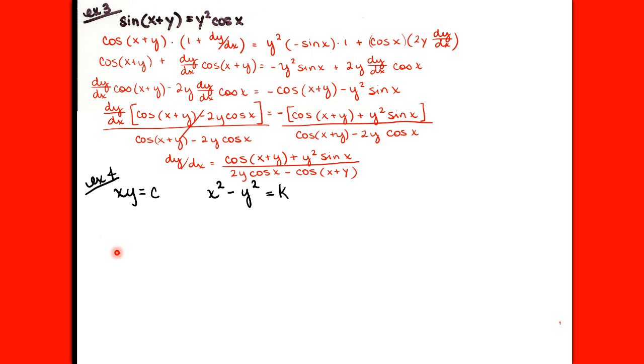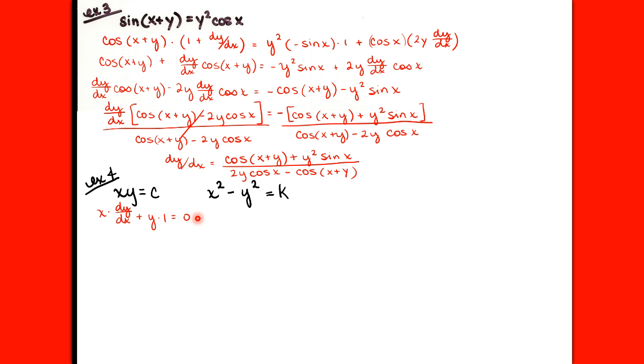So they tell me, for example 4, that I have xy is equal to a constant, and I have x squared minus y squared is equal to a constant. And they ask me to find those derivatives implicitly. So for xy is equal to c, I have a product, so I'm going to have to do first times derivative of second. When I do the derivative of y, I get 1 dy/dx. Then plus second times derivative of first. So second is y, and the derivative of x is just 1. And then on the right-hand side, the derivative of a constant is 0.